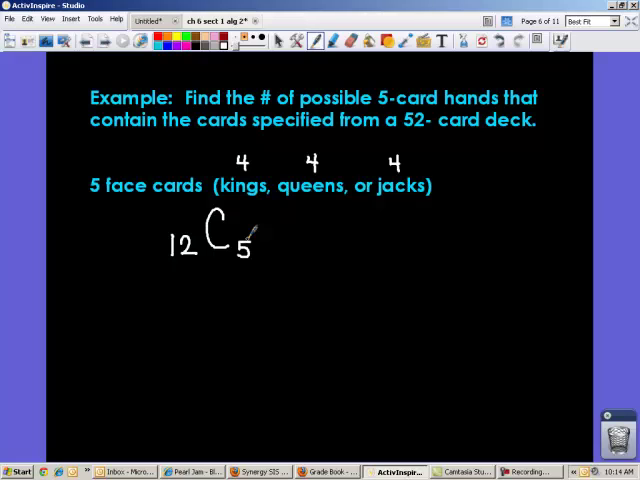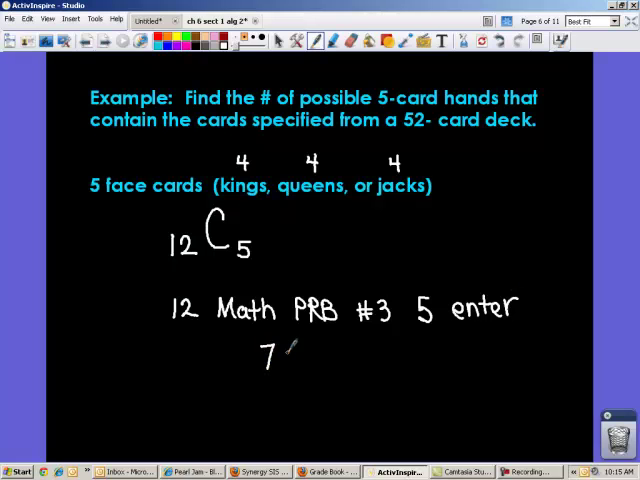And so again, you can just plug this in the calculator like I showed you. You're going to type in the 12. You're going to go to math, scroll over to probability at the top, and go down to number 3. Then you're going to push the 5, and push enter. And when you do that, you should get 792.